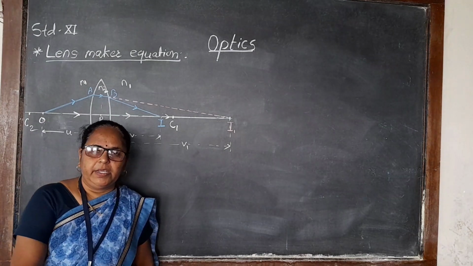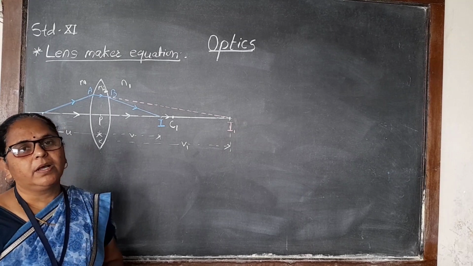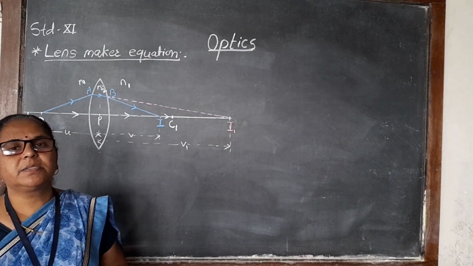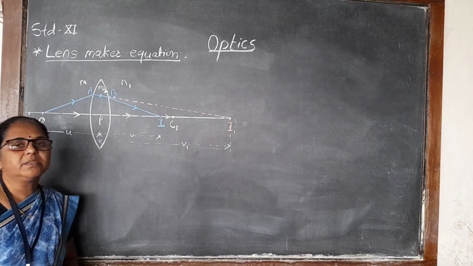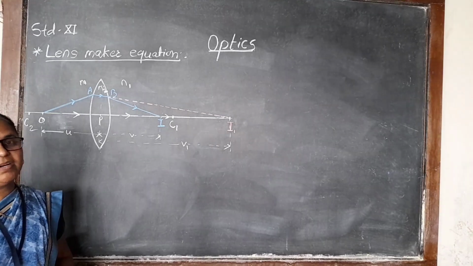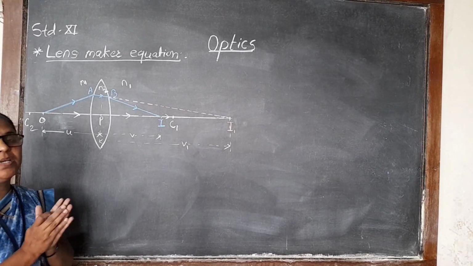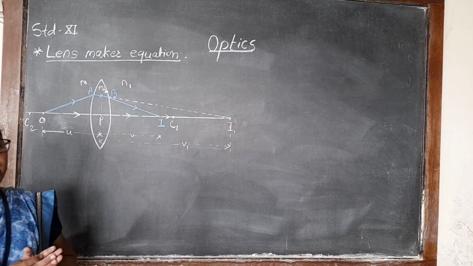Hello everyone. In our previous lecture, we have studied the relation for the refraction at a single spherical surface. Now today we are going to see the lens maker equation. As the name suggests, lens maker means lens तयार करताना जे इक्वेशन वापरलं जातं ते. मग लेन्स कशाची तयार करतात तुम्ही पाहिलेलं आहे.